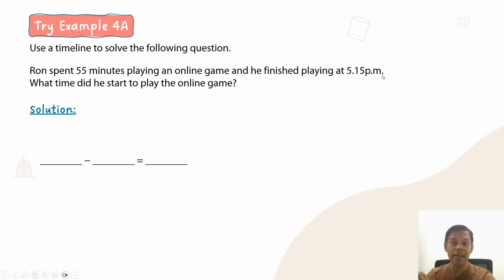So that is the ending point. What time did he start to play the online game? So they are looking for the starting point. We have the duration, we have the finishing time. So what do we need to do? Yes, just draw the timeline and fill up the gaps.